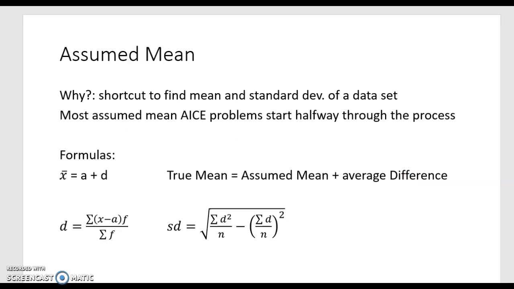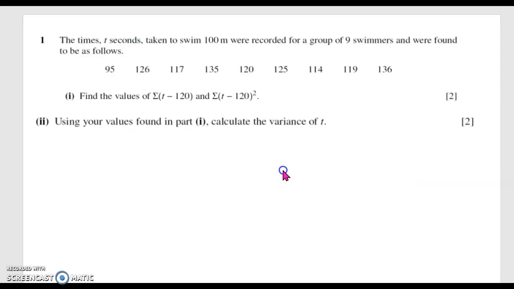So I just want to immediately jump in and look at one. Okay, here's a past paper problem where they give you 9 data values. These are times of swimmers. Check out these numbers: 95, 126. They say find the values, that's the sum of (t minus 120) and the sum of (t minus 120) squared. The 120, the number in the parentheses that's subtracted from a data value, is the assumed mean they're giving you. And the idea here is that, look, 120 looks pretty close to all of these data values.